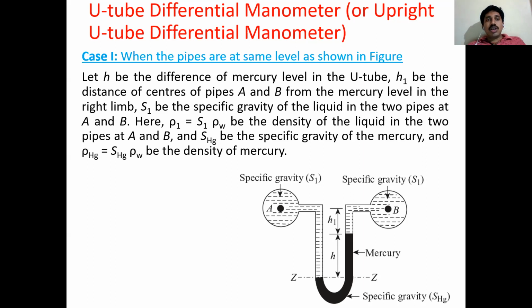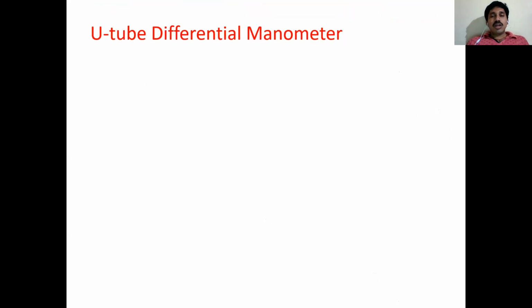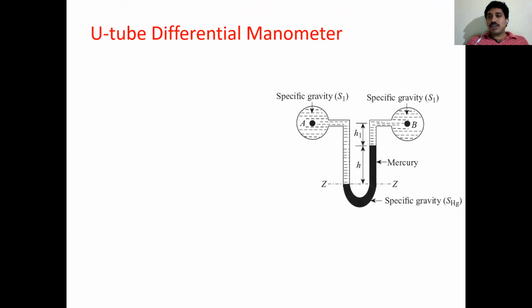So rho 1 is the density of the liquid which is in pipeline A or B. So rho 1 is equal to S1, the specific gravity of the particular liquid, times rho W, the standard water density. SHg is the specific gravity of mercury, and rho Hg means density of mercury. So this is the notation we follow for this diagram. Then how to prepare the pressure equation, how to determine pressure at required points, how can we develop the equation, we'll see now.